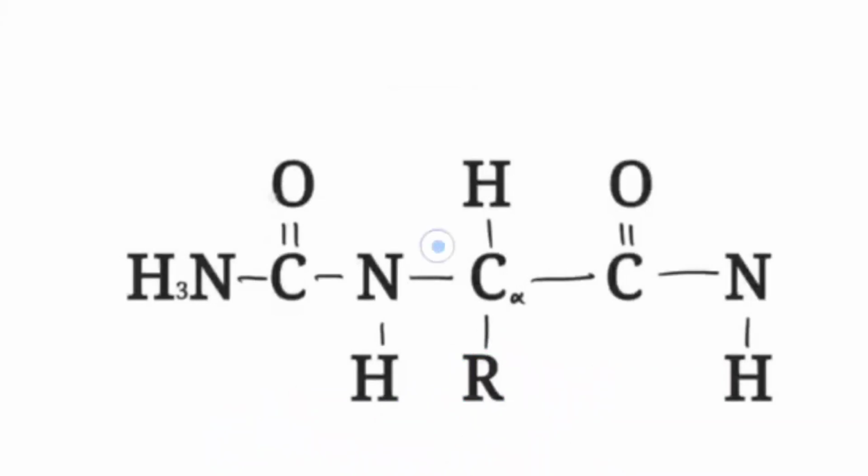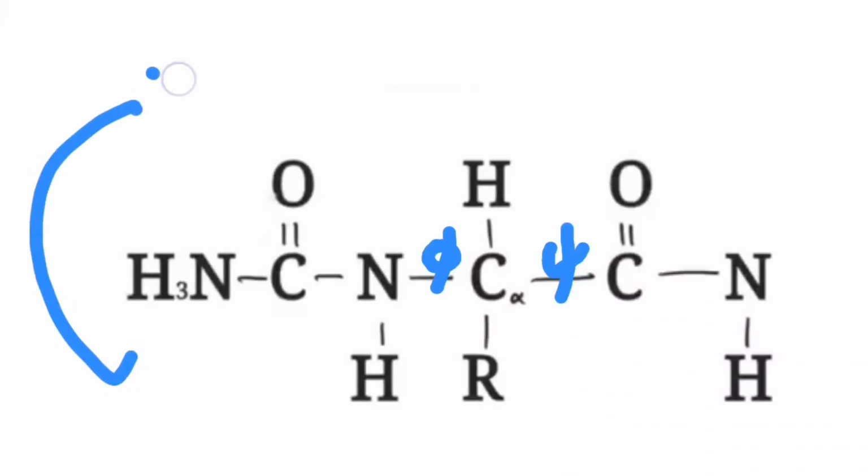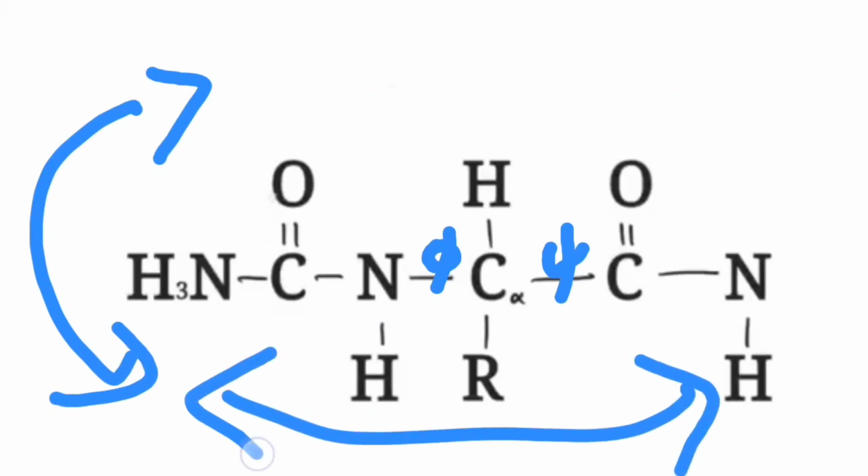Now, this angle is called phi and this angle is called psi. Do remember one thing: they are the N-C alpha and C-C alpha torsion angles. The torsion angles range from plus 180 degrees to minus 180 degrees, in this direction plus 180 to minus 180, and in this direction plus 180 to minus 180. This will be called phi and this will be called psi.